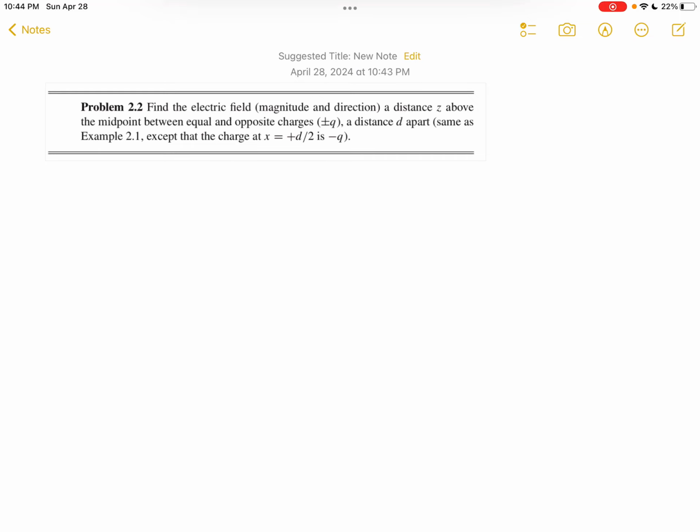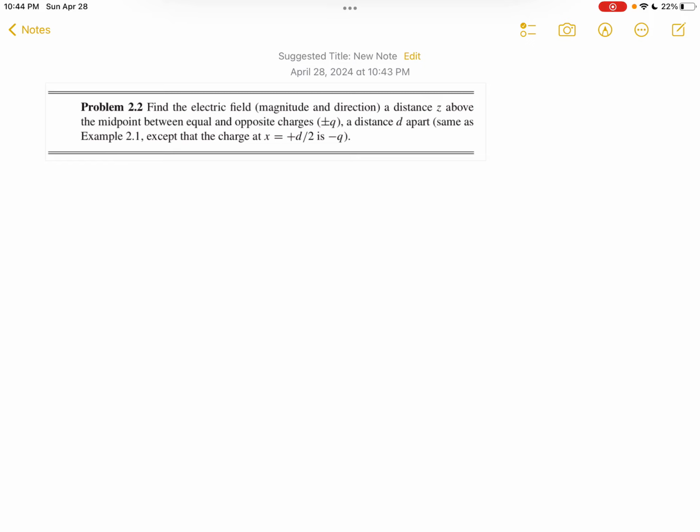So for this problem, we want to find the electric field, both magnitude and direction, a distance z above the midpoint between equal and opposite charges plus or minus q, a distance d apart, same as example 2.1, except that the charge at x equals plus d over 2 is q.